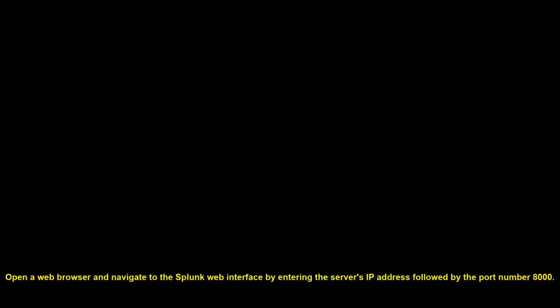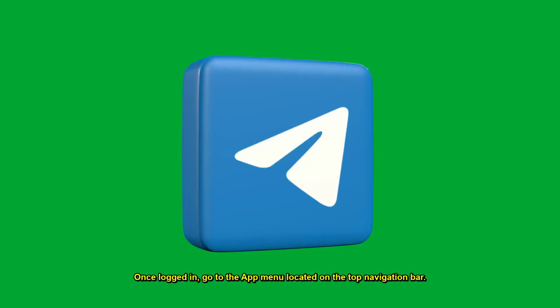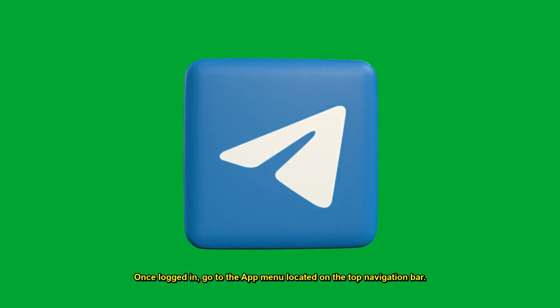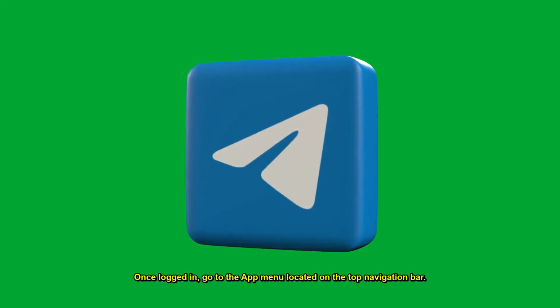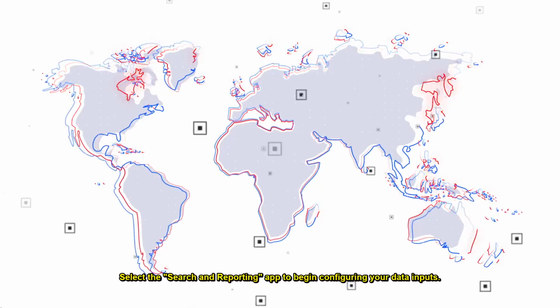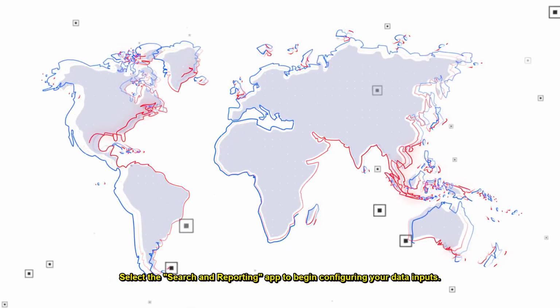Open a web browser and navigate to the Splunk web interface by entering the server's IP address followed by the port number 8000. Log in with your Splunk administrator credentials. Once logged in, go to the app menu located on the top navigation bar. Select the Search and Reporting app to begin configuring your data inputs.